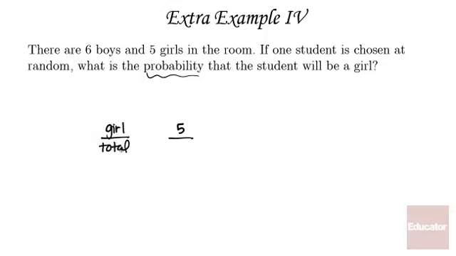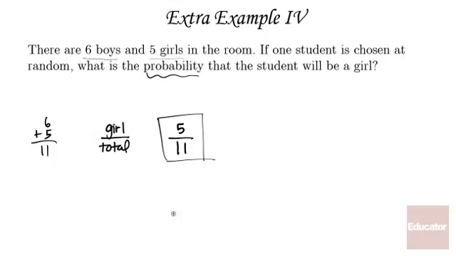So how many students do I have in all? 5 out of how many in all? Well, I would have to add the number of boys and the number of girls to figure out how many total number of students there are, right? So if I have 6 boys and 5 girls, well, then I have 11 students in all. So the total I'm going to write is 11. So girls, 5. There's the 5 girls out of 11 students. So the probability is 5 over 11.